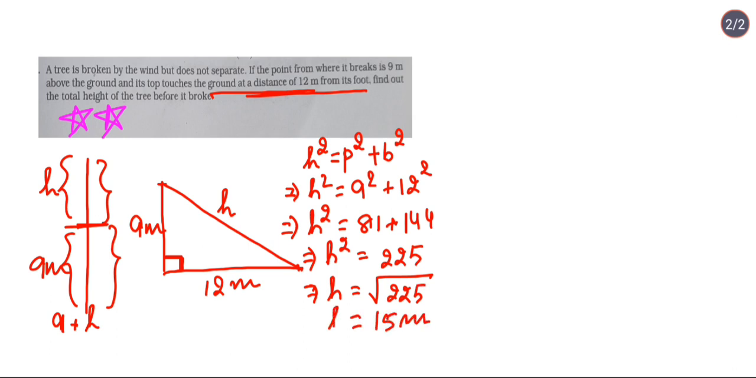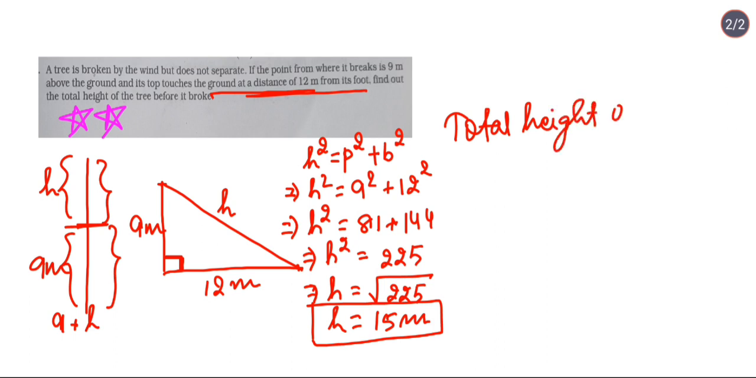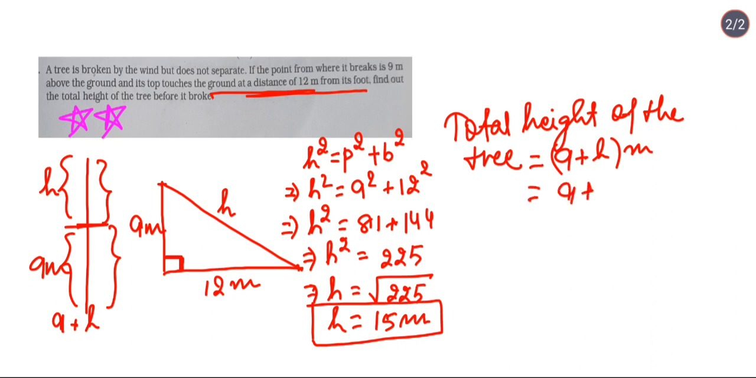So h is equal to 15 meter, not the total height, the height of the broken part of the tree. So the total height of the tree is equal to 9 plus h meters, which is equal to 9 plus the value of h, 15, that we have found right now, which is equal to 24 meters. So total height of the tree is 24 meters. So this is how we solve questions like this.